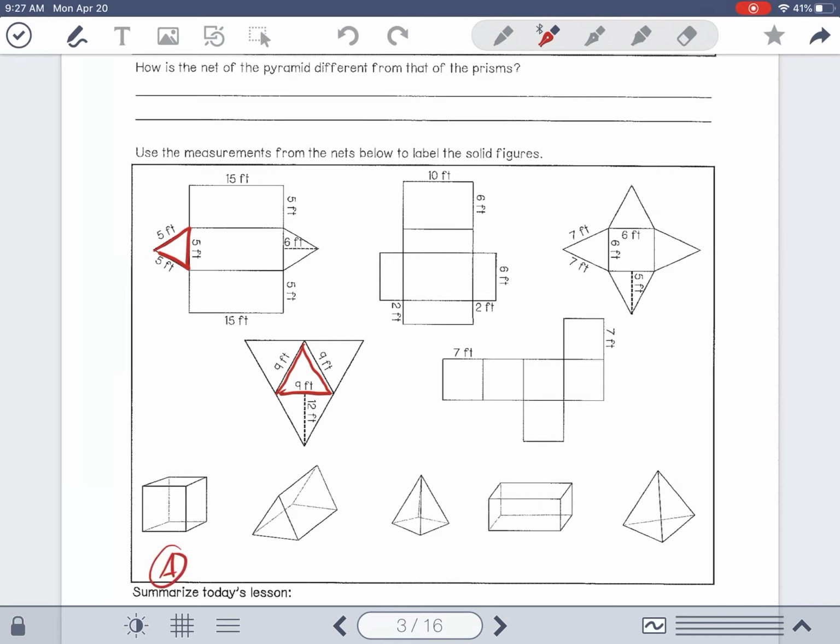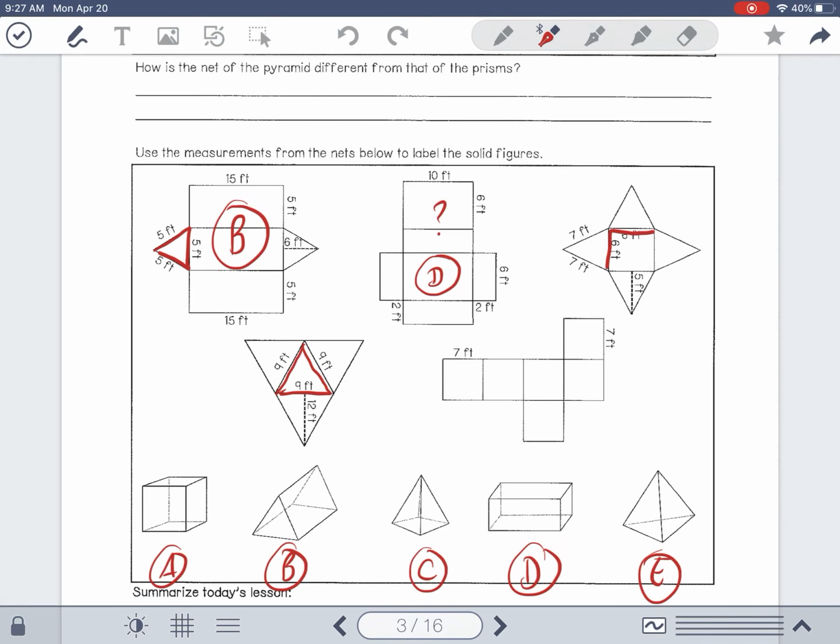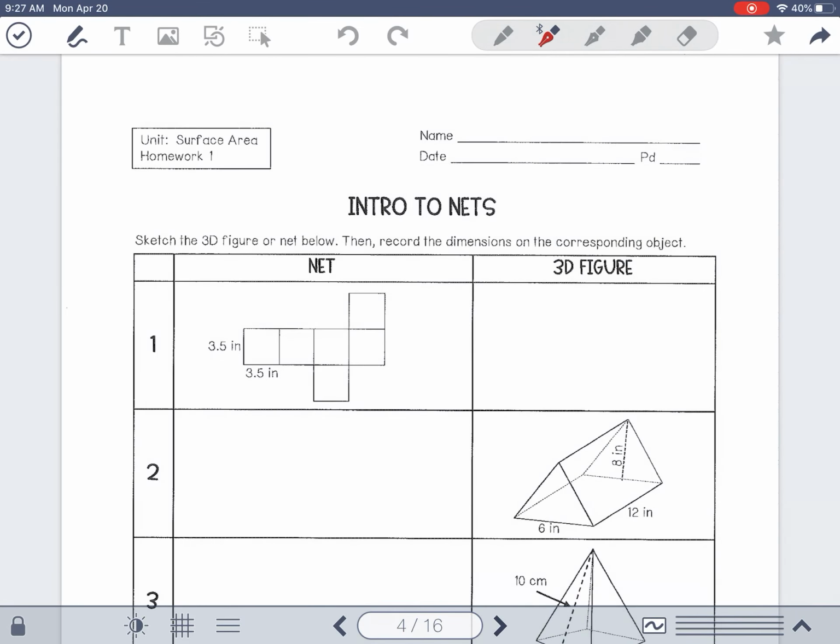This would be shape A, B, C, D, and E. This goes with shape B. How about the second one? What does this shape go to? Shape D, very good. Then we've got a rectangular pyramid that goes with shape C. Excellent. The next one is a triangular pyramid. This goes with E. And finally, this goes with A. We talked about that quite a few times.